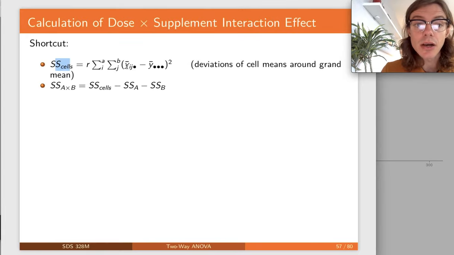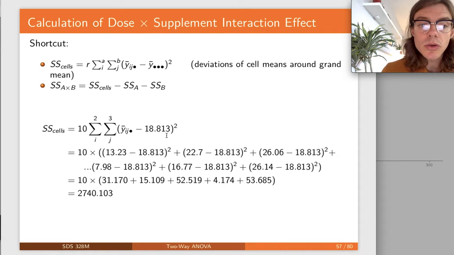Get the sum of squares for cells. So how far is each cell mean from the grand mean? Weight that by the number of observations in each cell, right? So 10 times each cell mean minus the grand mean squared, and add it up. Once you have the sum of squares for cells, just subtract off the sum of squares for factor A and the sum of squares for factor B.